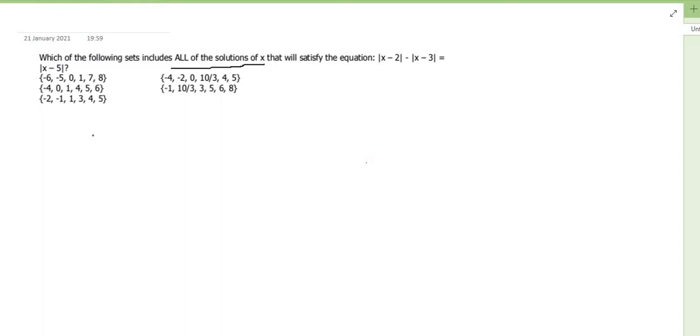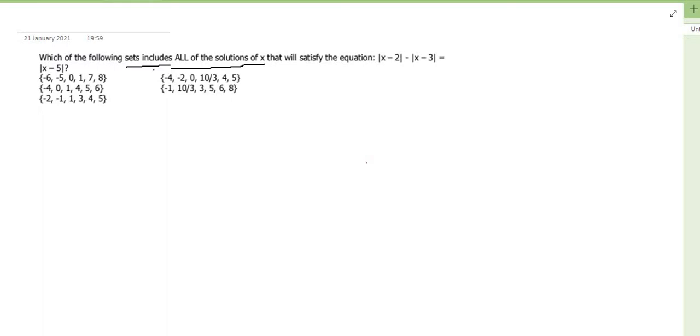Question says that which of the following sets includes all of the solutions of x that will satisfy the equation absolute value of x minus 2 minus absolute value of x minus 3 is equal to absolute value of x minus 5. Now before we proceed, if you look at this, all of the solutions of x, so the set that includes all of the values, all of the solutions of x, okay.